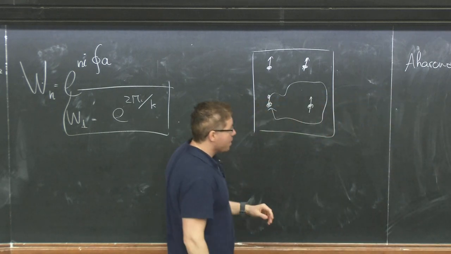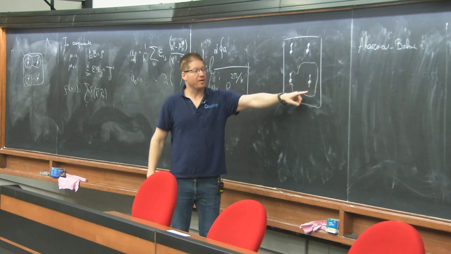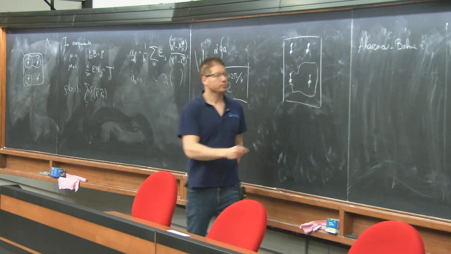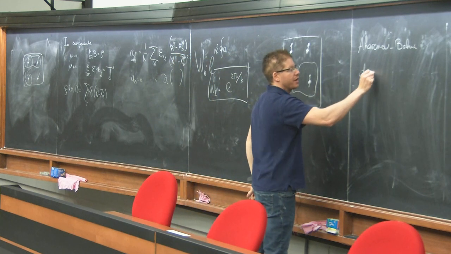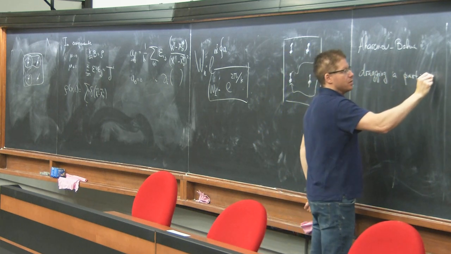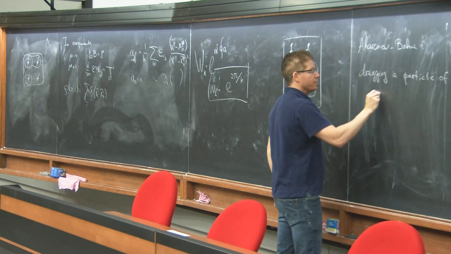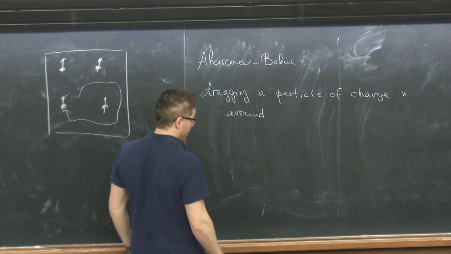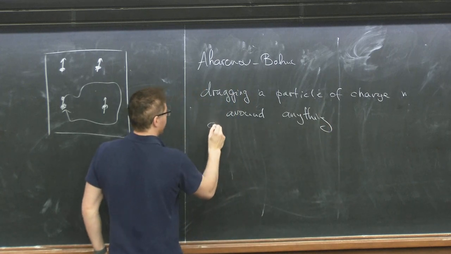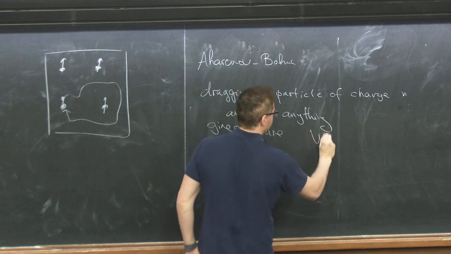Aharonov and Bohm found that if you take a particle of charge 1 and you drag it around some object, the phase that you pick is W1. So in general, dragging a particle of charge n around anything gives the Aharonov-Bohm phase, which is given by Wn.